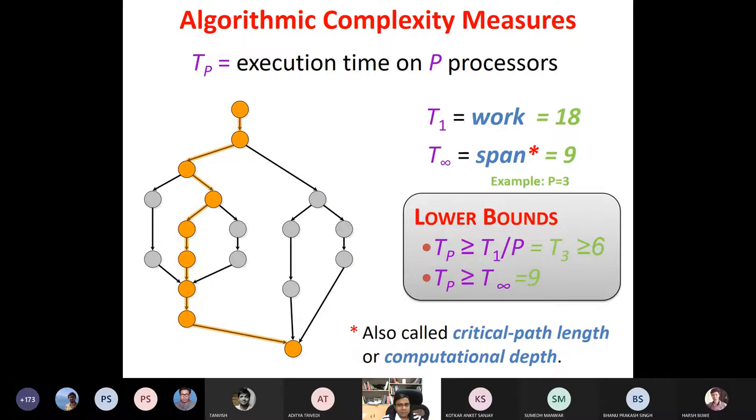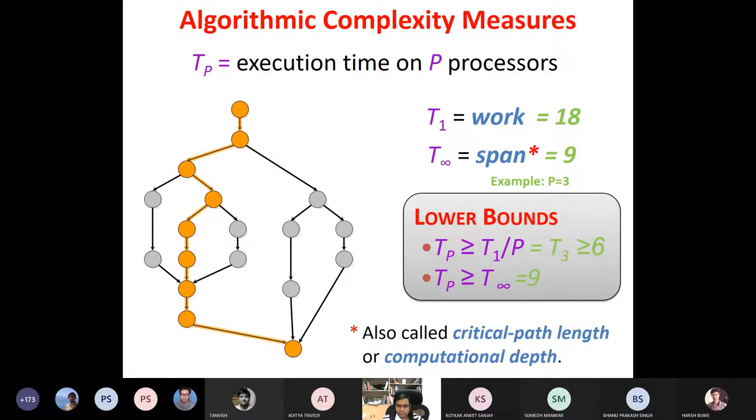Because you have 18 tasks and three processors, T1 is 18 and the number of processors P is 3. So we cannot finish before 6 time units. At least it will take 6 units of time. So that is T1 by P. So the time on P processors will be greater than or equal to T1 by P. Another thing is T_P is greater than or equal to T infinity. In this case T infinity is 9, so it will definitely be greater than or equal to 9. Is this fine?